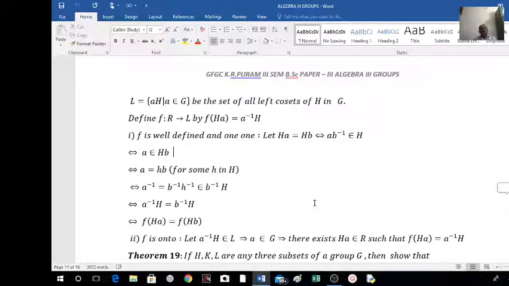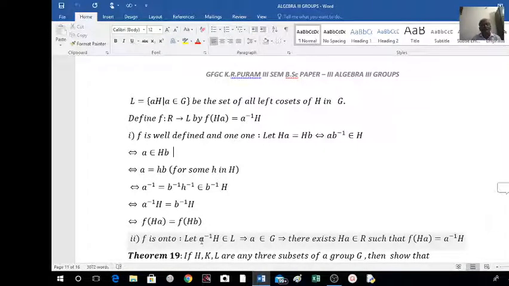Now we have to show that the function is an onto function. To prove that it is onto, I have to consider an element in the codomain, that is in L. I have to show that corresponding to this there exists an element in the domain such that this is mapped onto this. So let me take an element in the codomain. This is the set consisting of all the left cosets.